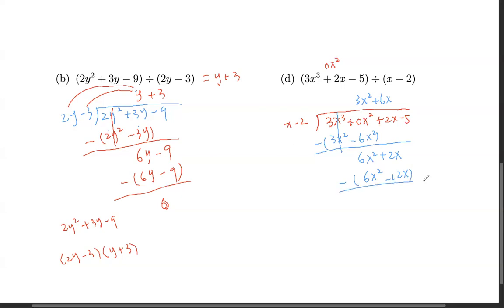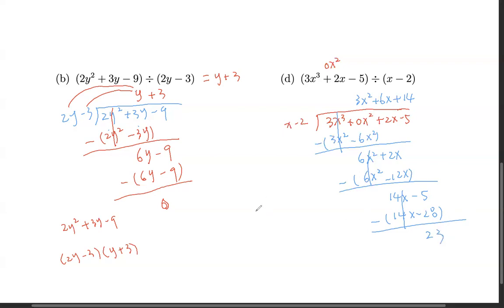Subtract. This 2 cancelled. 2x minus negative 12x becomes 2 plus 12, which is positive 14x. Move the next term down, negative 5. For the 14x, I'm going to put a 14 here. 14 times x is 14x. 14 times negative 2 is negative 28. Subtract. 14x minus 14x is 0, it cancels. Negative 5 minus negative 28 becomes negative 5 plus 28, so it becomes positive 23.